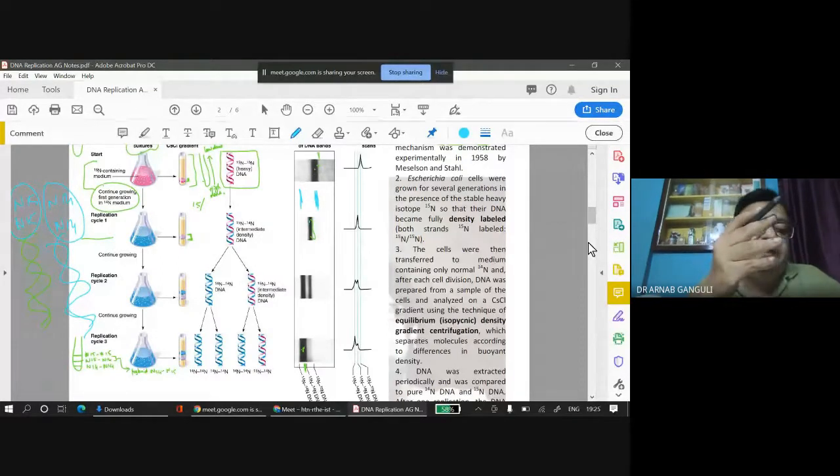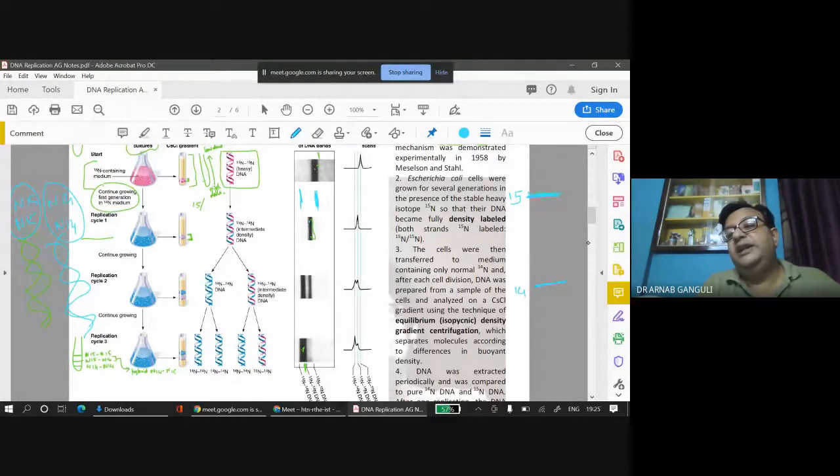It could have been semi conservative, it can be dispersive. To understand that, they grew it one more generation in N14 media, normal media. So if it was, say for example, this is the N15 band which you see, and this is the N14 band.